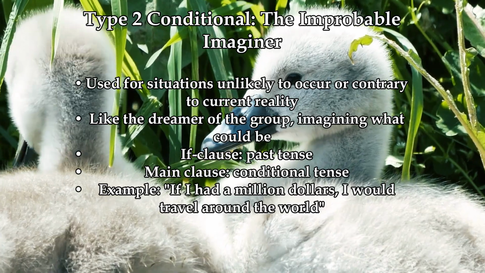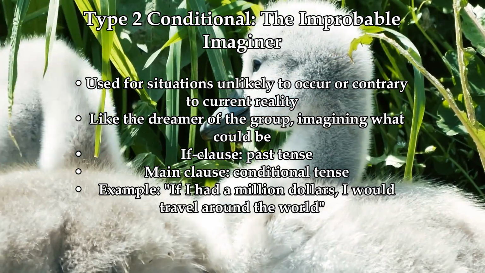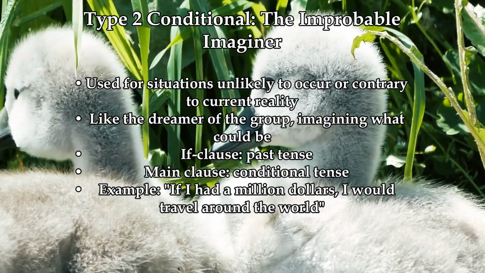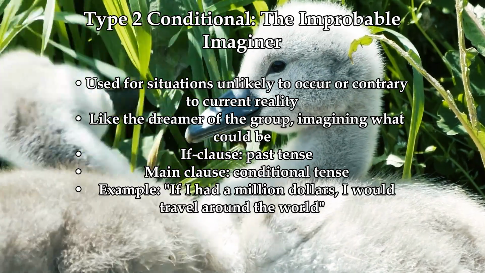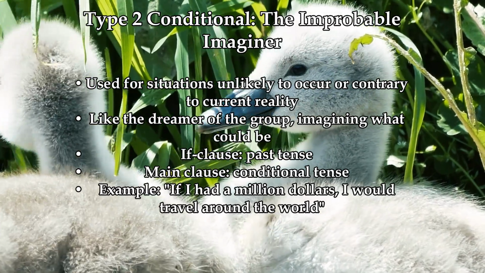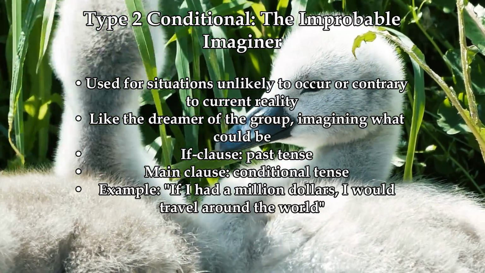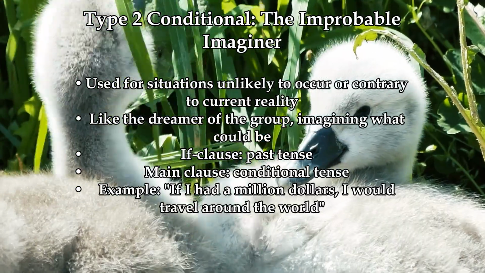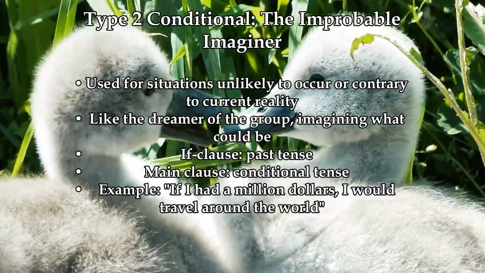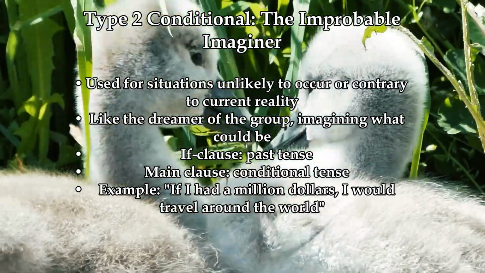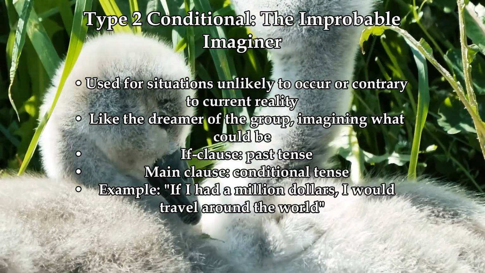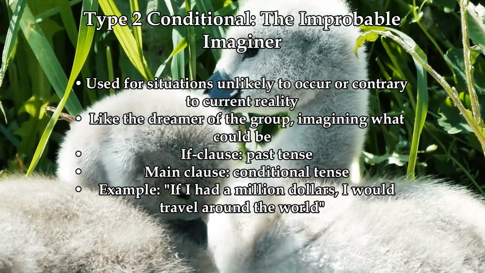Type 2, the improbable imaginer. This type is used for situations that are unlikely to occur or are contrary to current reality. It's like the dreamer of the group, always imagining what could be, even if it's a bit far-fetched. The if clause takes the past tense, while the main clause uses the conditional tense.